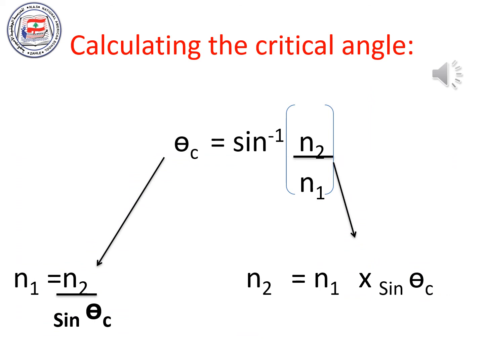To calculate the critical angle of each case, you use the following equation. Critical angle is equal to sine minus 1 of N2 over N1. Angle is measured in degrees. N2 and N1 do not have a unit, as we mentioned before, and sine minus 1 is shift sine on the calculator. By rearrangement of this equation, we can also find N1 and N2 if we know the critical angle of the medium. So N1 is equal to N2 divided by sine of the critical angle, and N2 is equal to N1 times sine of the critical angle.